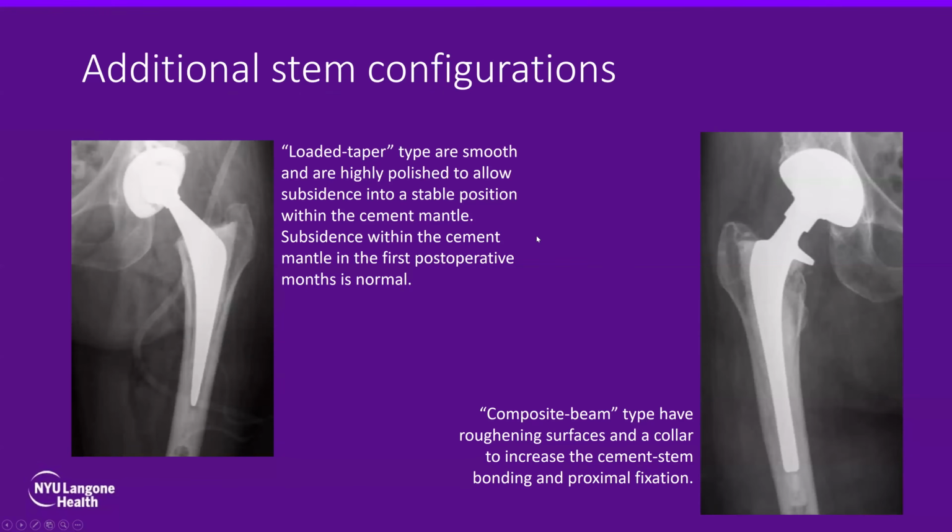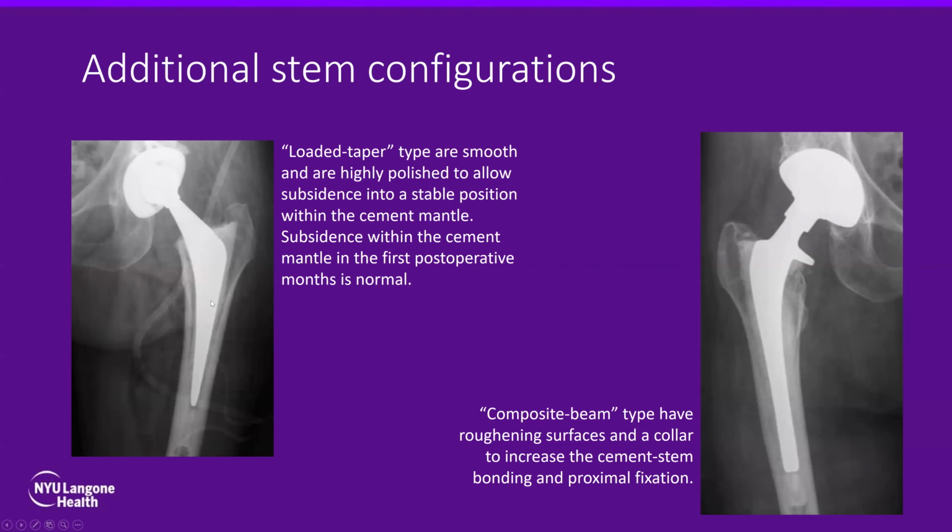So a few additional configurations. Again, this is for your own knowledge. You don't have to comment on these in your report. So this is a loaded taper hip arthroplasty. We see that the configuration of this system is a little bit different from the other ones.